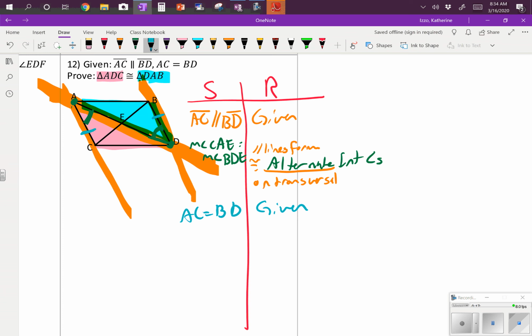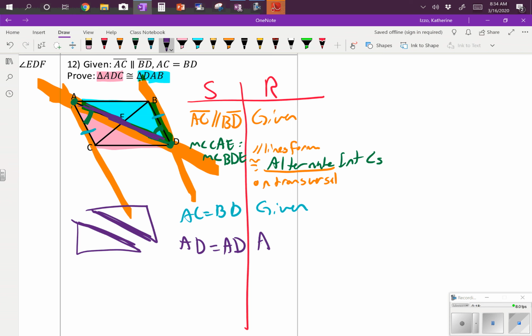The two options are vertical angles and reflexive. Do we have them across from each other or do we have them touching? In this case, they're touching. They are right next to each other and they are touching at AD. So the AD side in the pink triangle, if we were to draw out the pink triangle, this AD side is the exact same as the AD side in the blue triangle. So AD is the same as AD, reflexive.